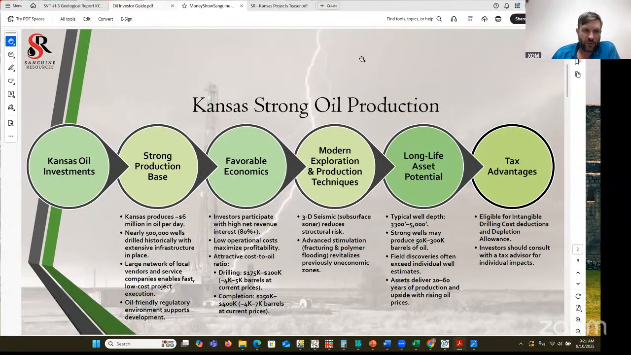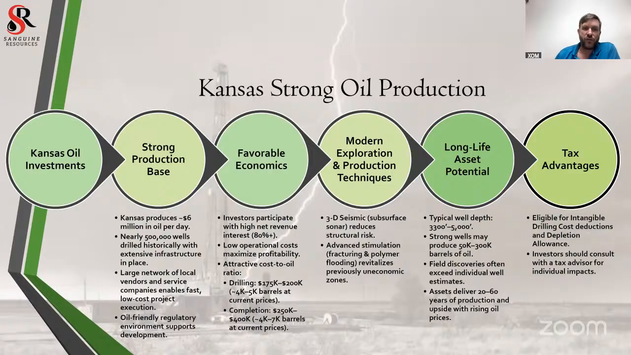So what I've been doing for the last 18 years is drilling vertical wells in Kansas. Kansas makes about $6 million of oil per day. There's been about half a million wells drilled in Kansas. It's great because there's a large local network of vendors. We can get services quick, fast, and in a hurry at a low cost. And the friendly regulatory environment is way better than a lot of other states.